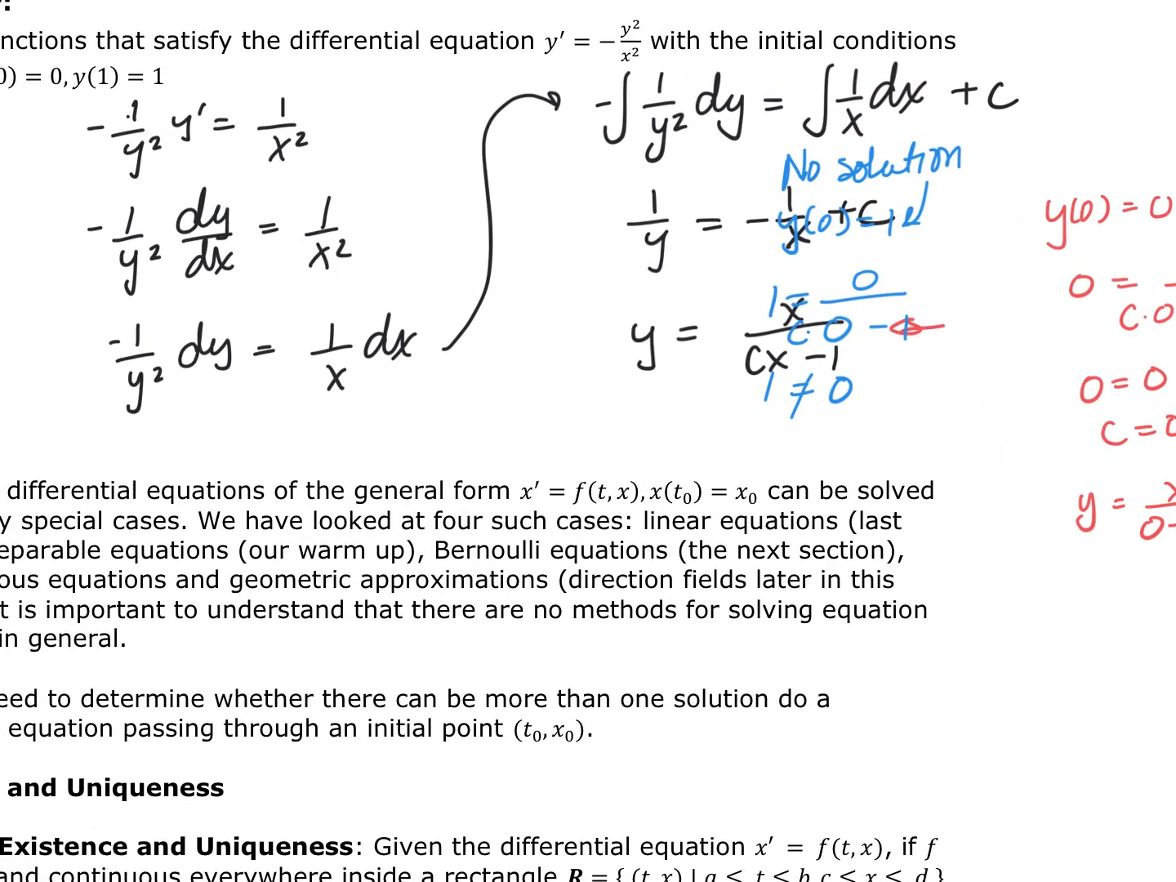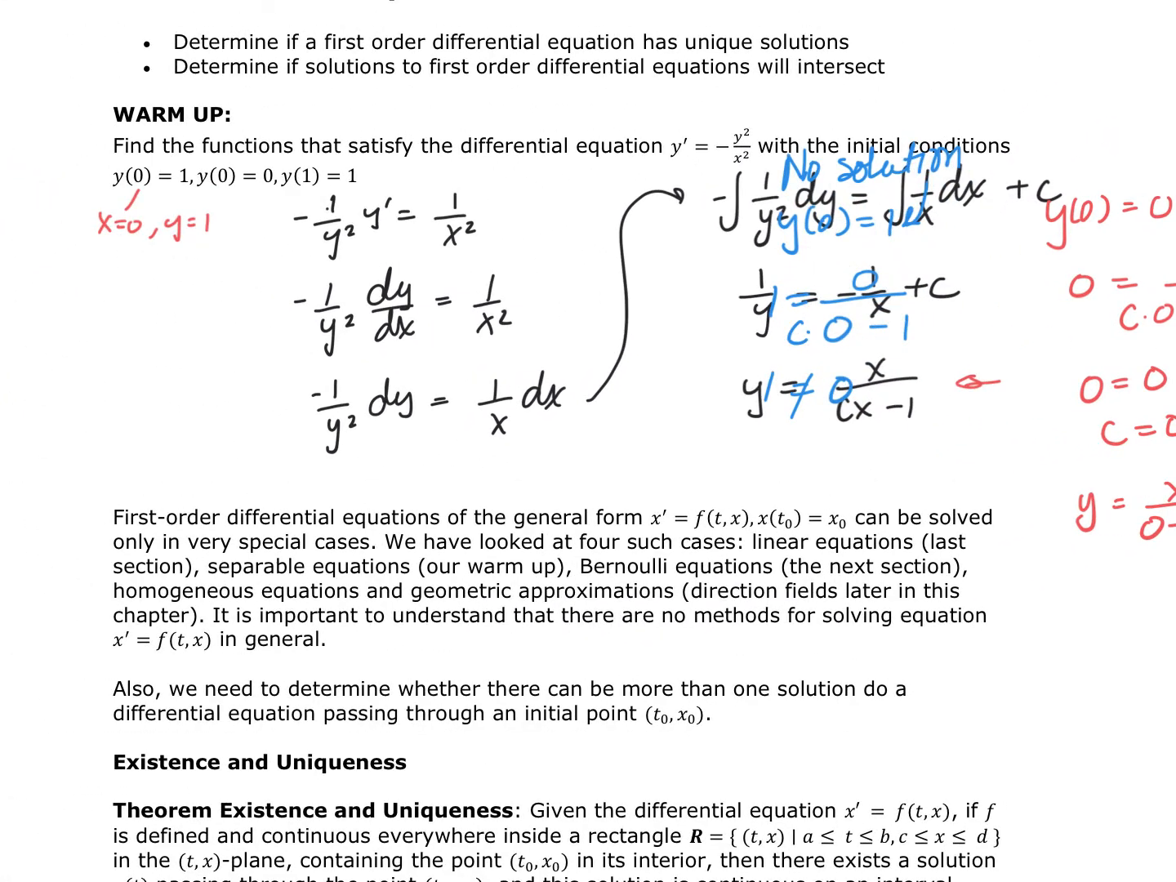So let's go over here and say, hey, what does this all mean? First order differential equations that take on the form y prime is equal to f of t, x, or you might see this as y prime is equal to f of x comma y, where I have this initial condition. In this case, I'm using x's and t's. So x of t naught is equal to x naught.